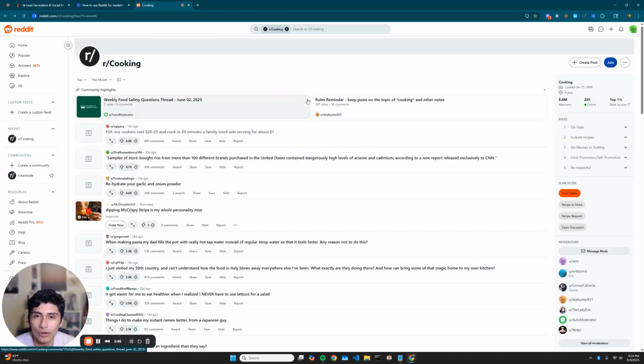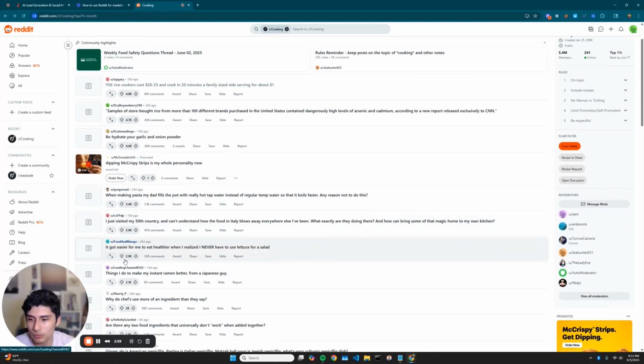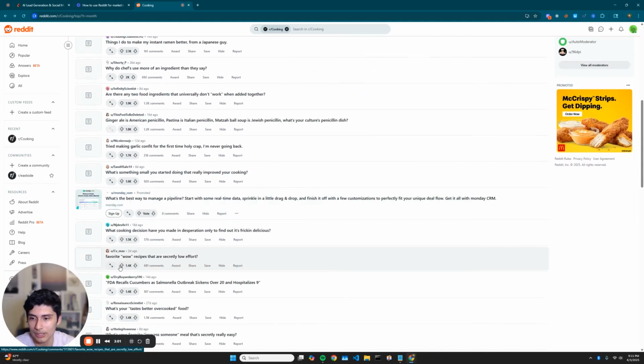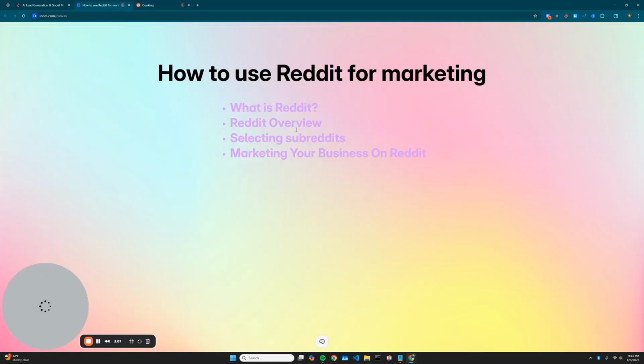But in general, Reddit tends to be a very anonymous platform. So unlike platforms like Facebook, where you have your profile and maybe a headshot, Reddit tends to be much more anonymous, where most people have just the default profile, and that's about it. And that's generally acceptable. So that's the Reddit overview.